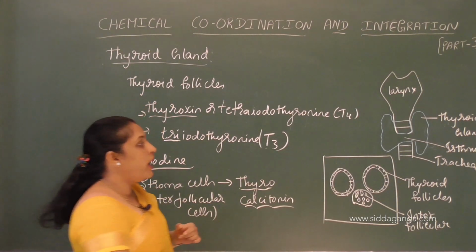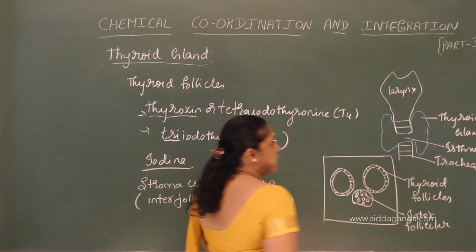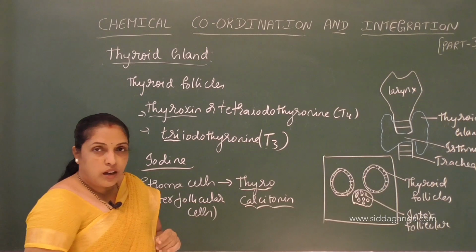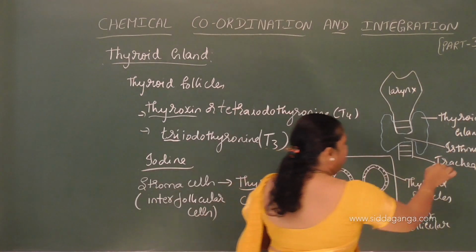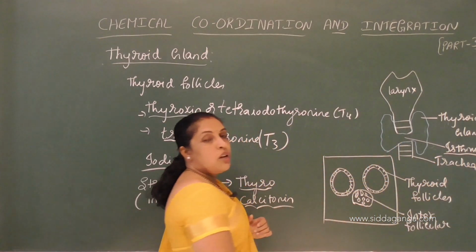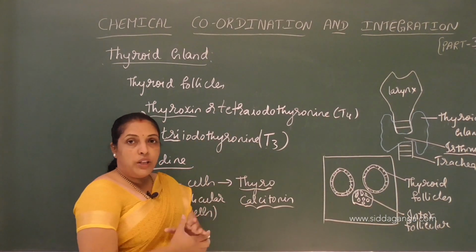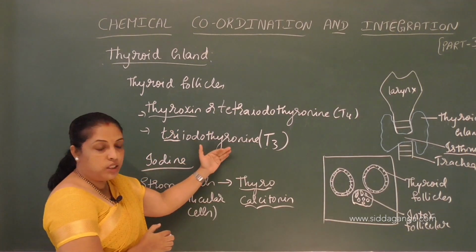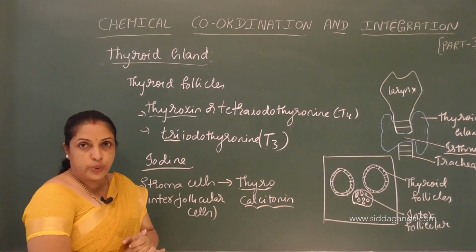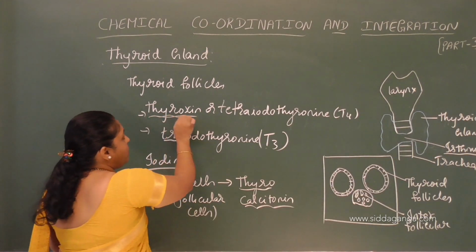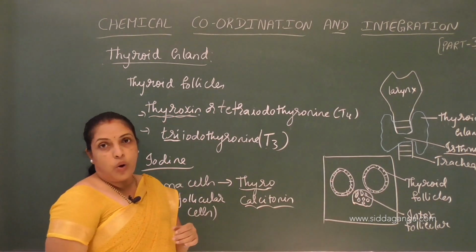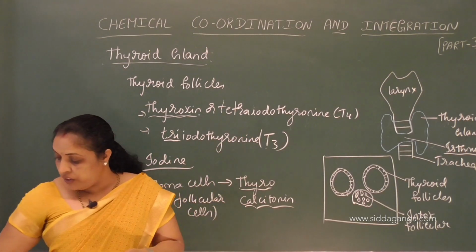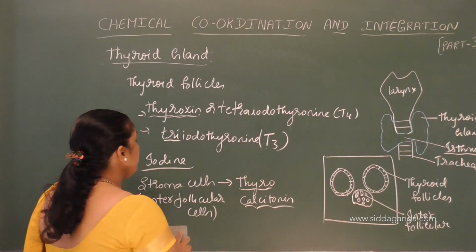Thyroid gland is a bilobed gland present on either side of the trachea. Two lobes are joined with each other through the isthmus, and in the presence of iodine, it produces hormones like T4, T3 and also thyrocalcitonin. Thyroxine is tetraiodothyronine, which contains 4 iodine atoms, and triiodothyronine contains 3 iodine atoms.